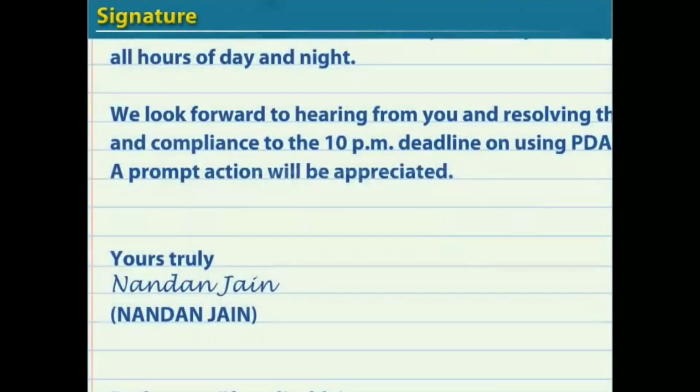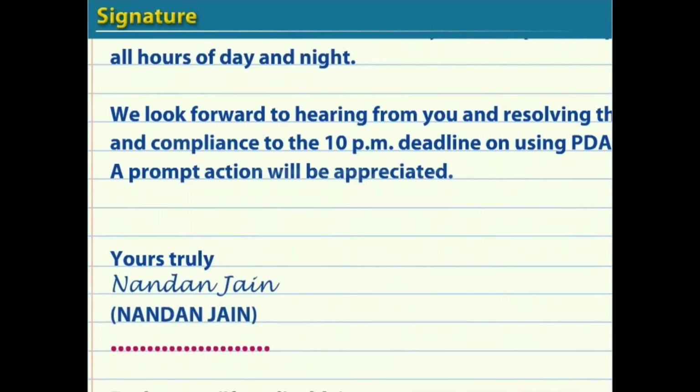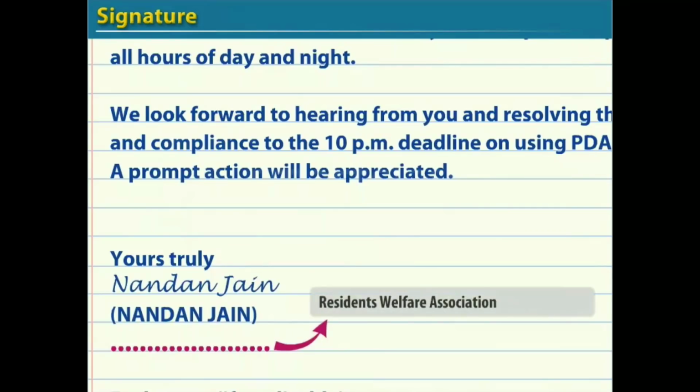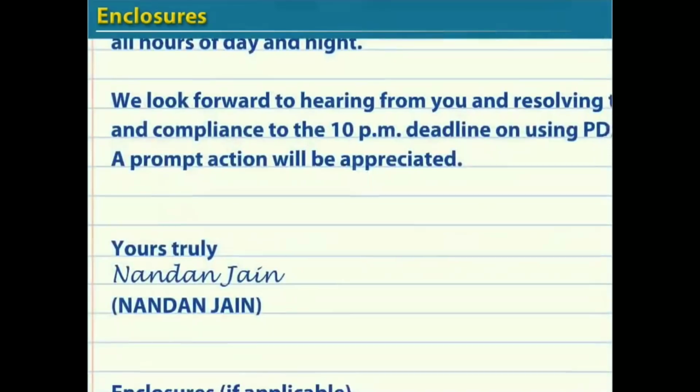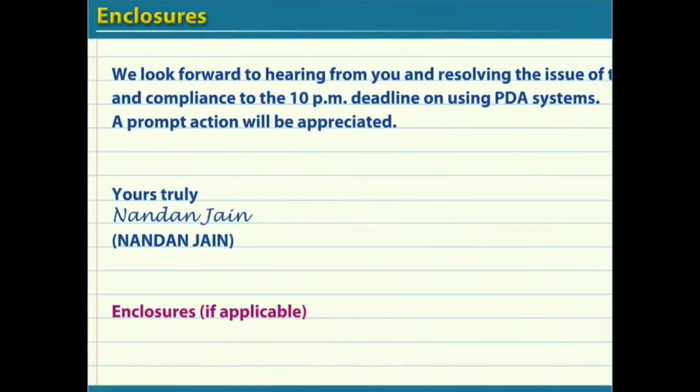Signature. Sign the letter below the complimentary clause and above the full name written in uppercase and put within brackets. Mention the designation if you are complaining on behalf of a body like Residents' Welfare Association or the Student Council. Your designation will add weight to your complaint. Enclosures. Enclose copies of relevant documents that support your case. Number the documents enclosed.